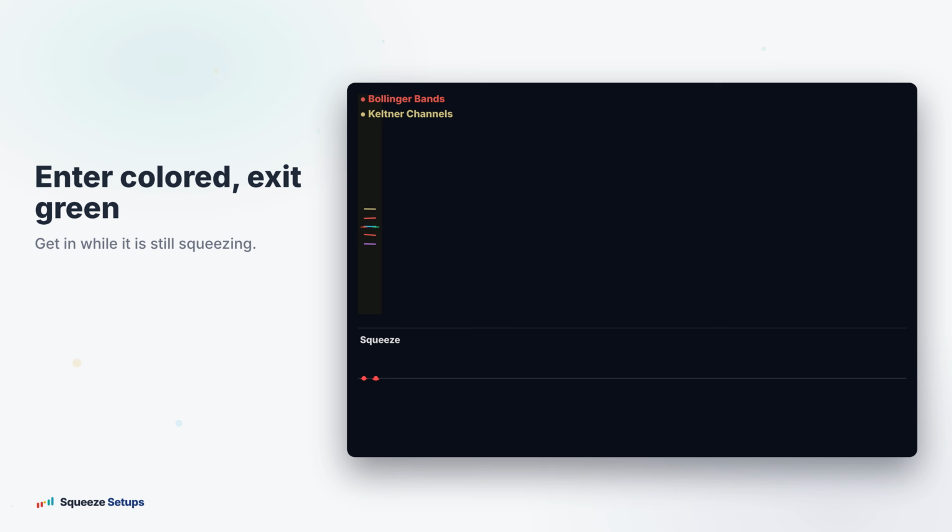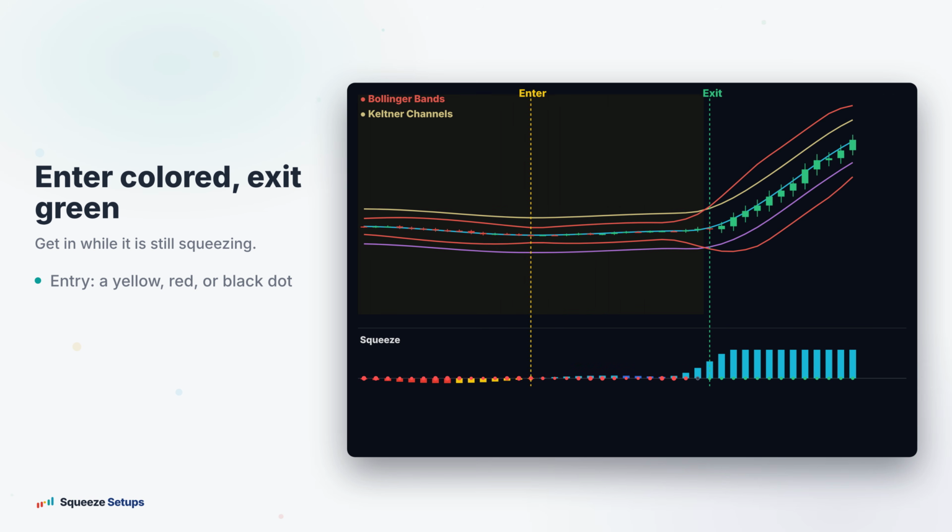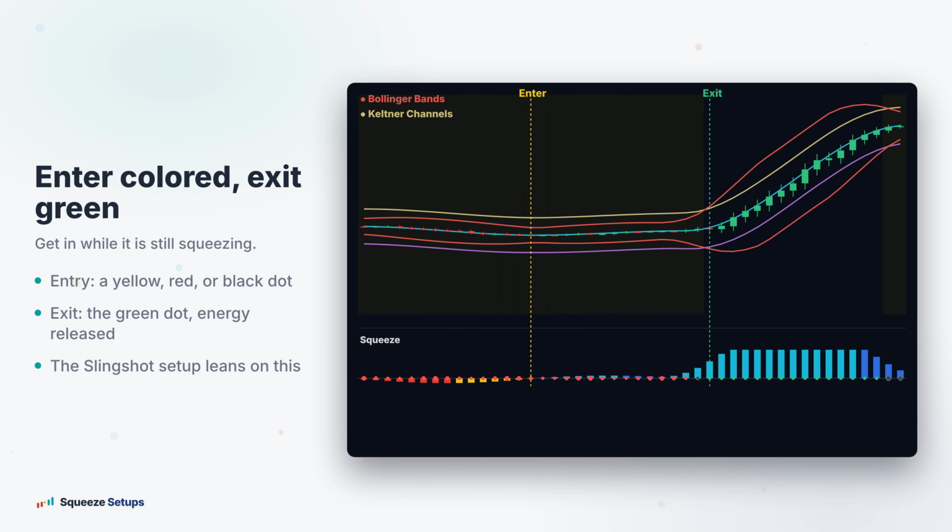So we're looking to get in when we see one of our colored dots with either the red, black, or yellow dot squeezes, and we're looking to exit when we see this green dot squeeze telling us that the squeeze, this energy, has finally released, and now we're looking to get out of the position.